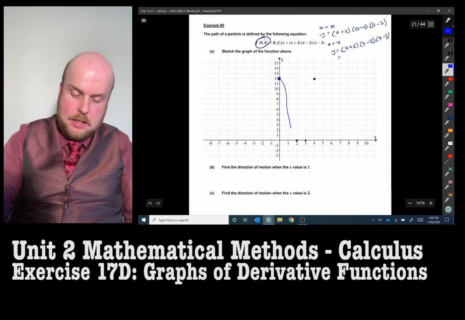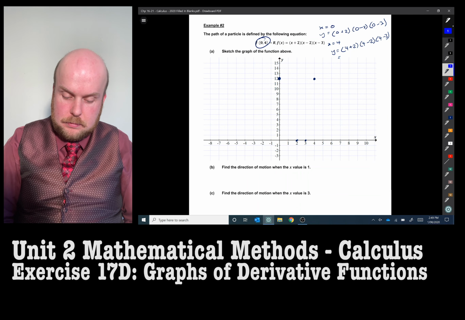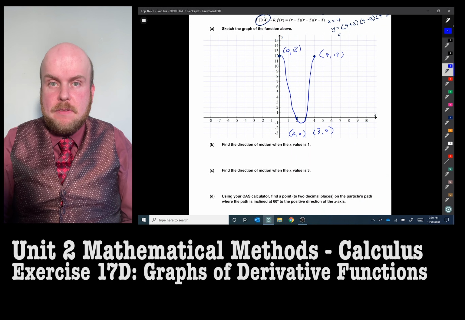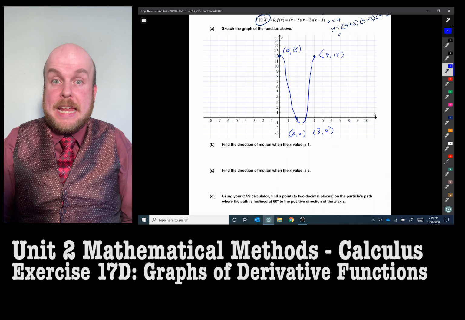Should look something like this. I won't worry about turning points for this one just yet, although we can find out what those are, but we'll talk more about that in chapter 18.